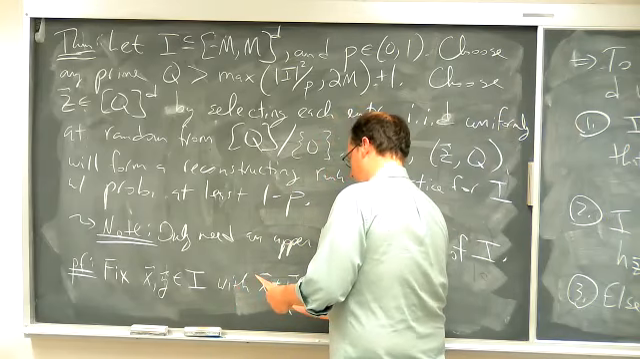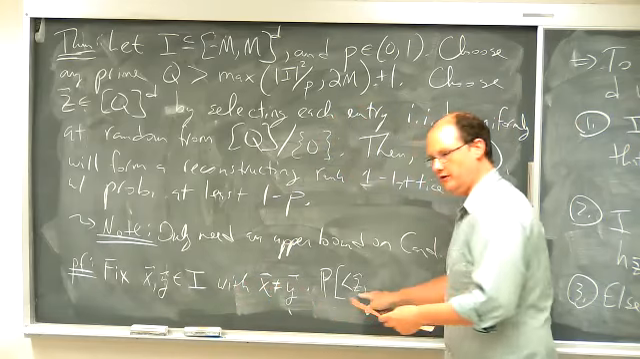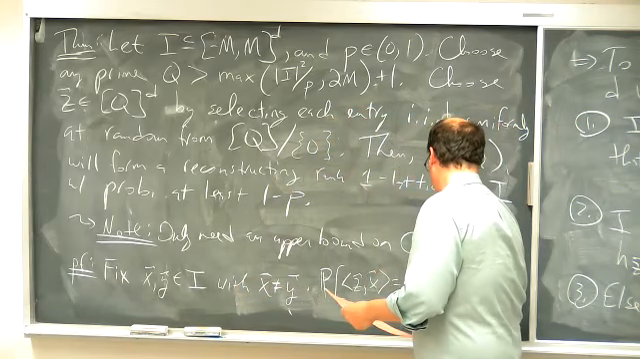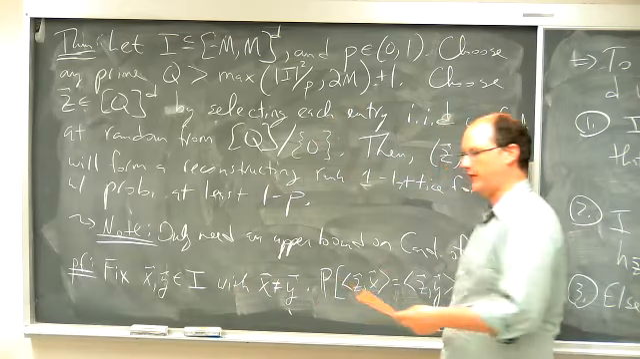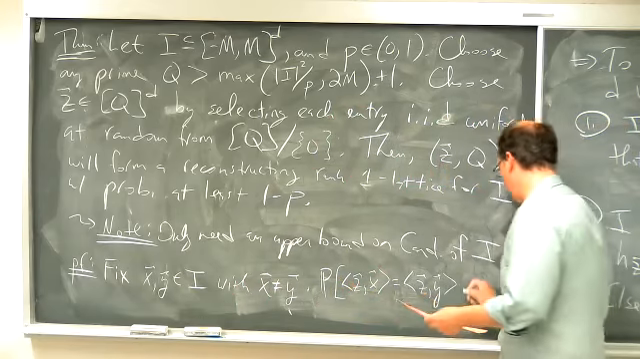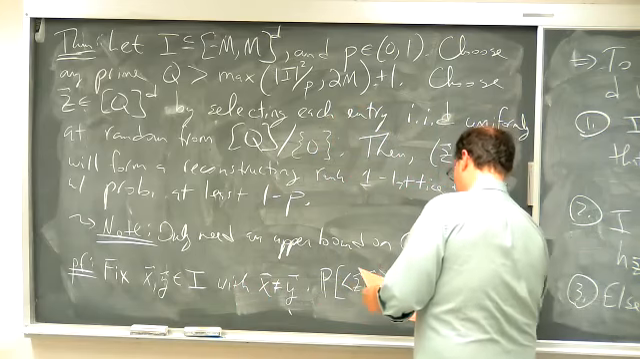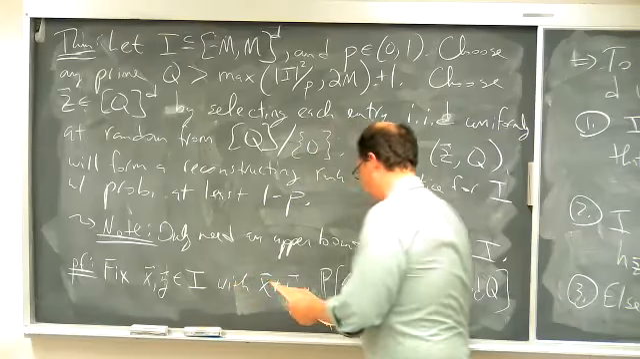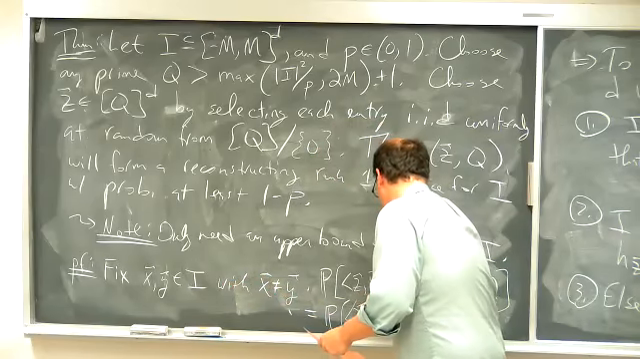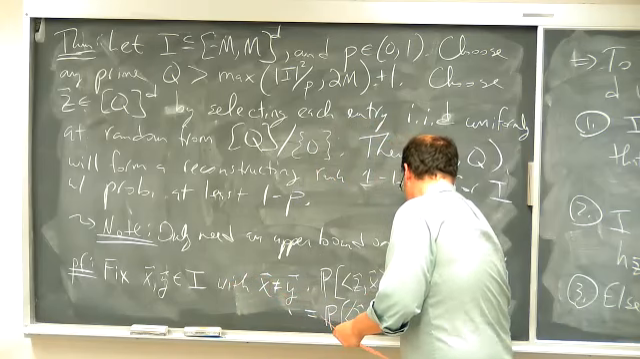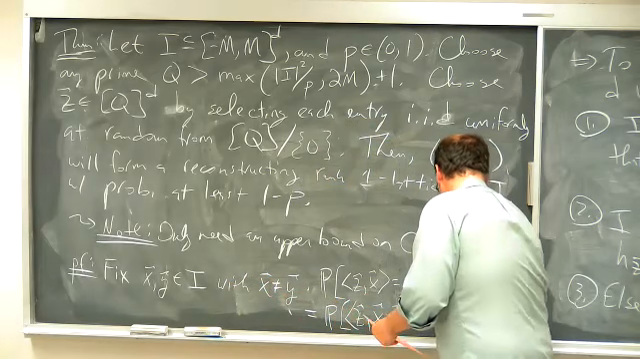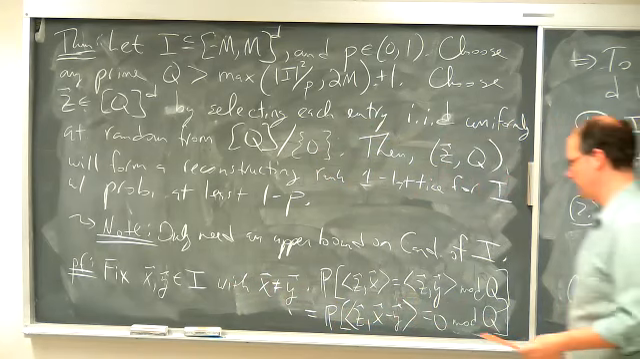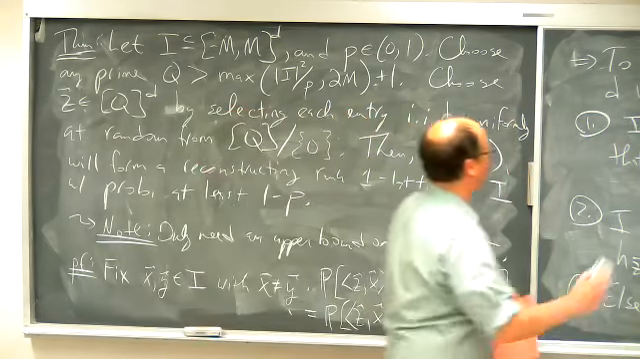So the probability that z, chosen randomly in this way, has z inner product x equal to z inner product y mod q, in other words that I fail to be reconstructing for this particular pair, is equal to the probability that z inner product x minus y is equal to 0 mod q. So I know how to manipulate inner products.